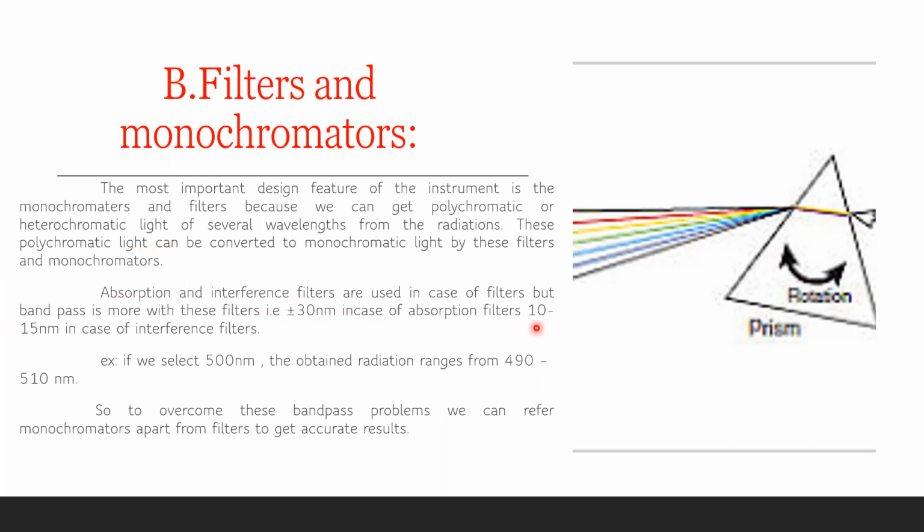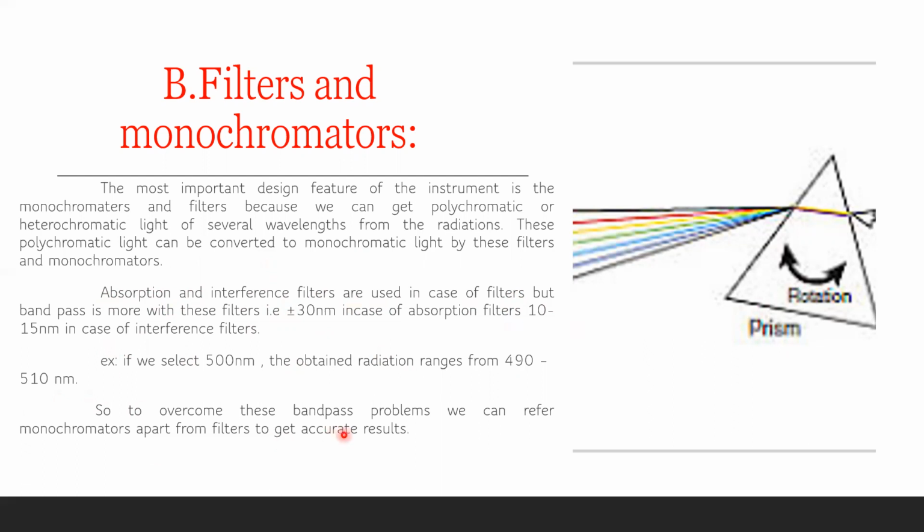And in the case of interference filters, we will get 10 to 15 nanometers band pass. That means if we select 500 nanometers, the obtained radiation range is from 490 to 510 nanometers. That is, we will get either 490 nanometers or 510 nanometers. That variation is 10 to 15 nanometers in the case of interference filters and plus or minus 30 nanometers in the case of absorption filters.